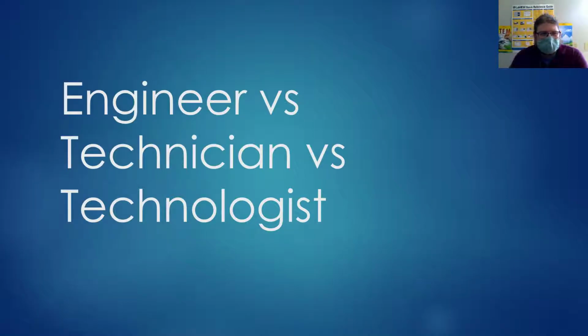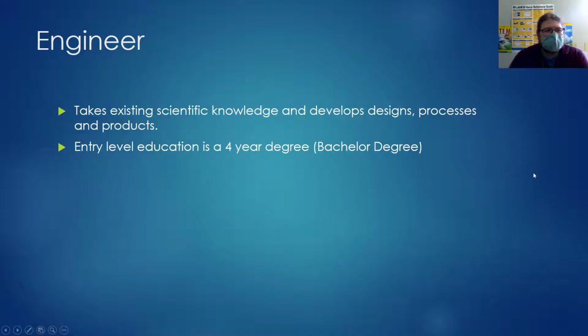Today we're going to talk a bit about the differences between engineers versus technicians versus technologists, and kind of define what roles each of these play. So, what an engineer does is they take existing scientific knowledge and they're going to design products or design processes.